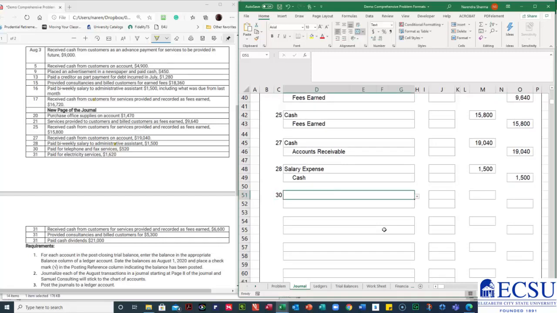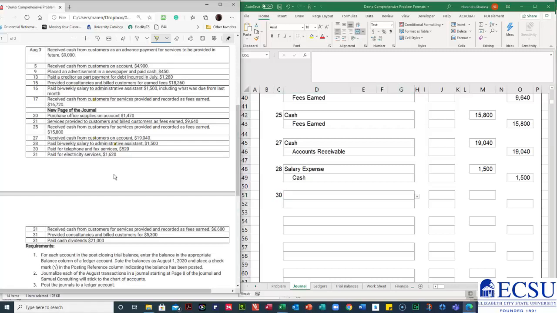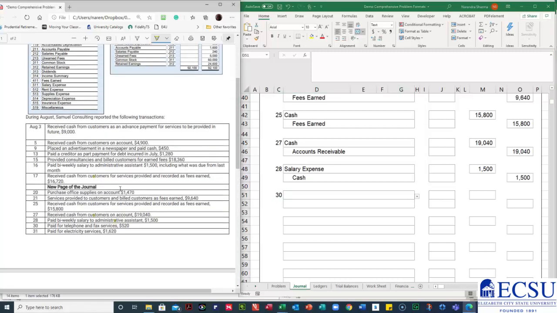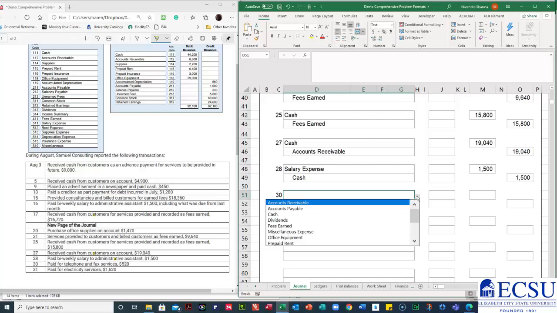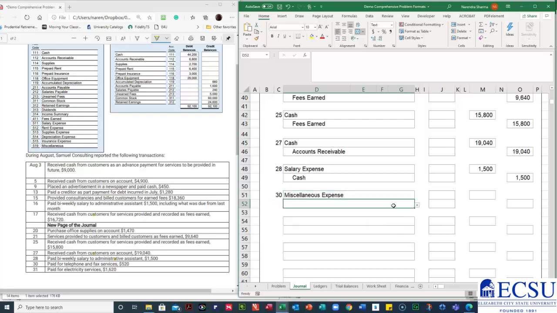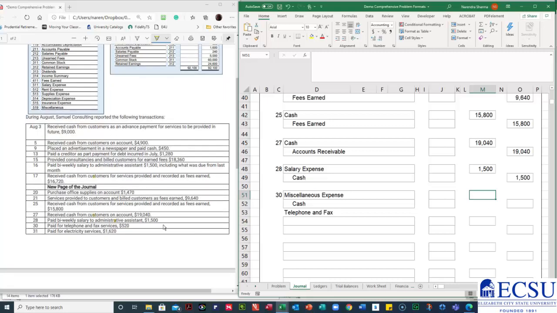It says paid for telephone and fax expenses. Now I have to make sure I have a telephone and fax service expense. Do I have telephone? No, I don't have. So that's why I'm going to debit miscellaneous expense, and of course credit to cash. So somewhere down here, I'm just going to make a note for your telephone and fax. Okay, the amount is going to be 520.